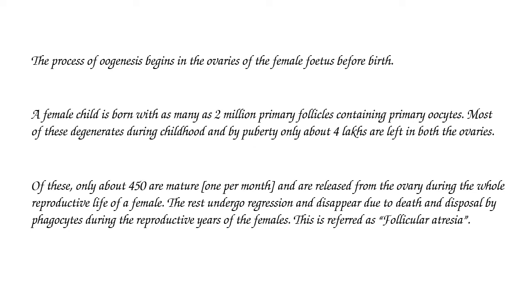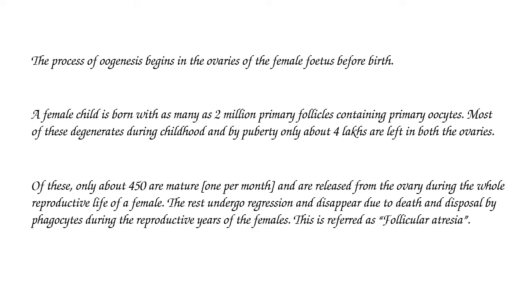The process of oogenesis, meaning the formation of ovum, begins in the ovaries of the female fetus before birth. A female child is born with as many as 2 million primary follicles containing primary oocytes. So what is meant by a primary follicle? Primary oocytes, which are surrounded by granulosa cells or follicular cells, are called primary follicles.